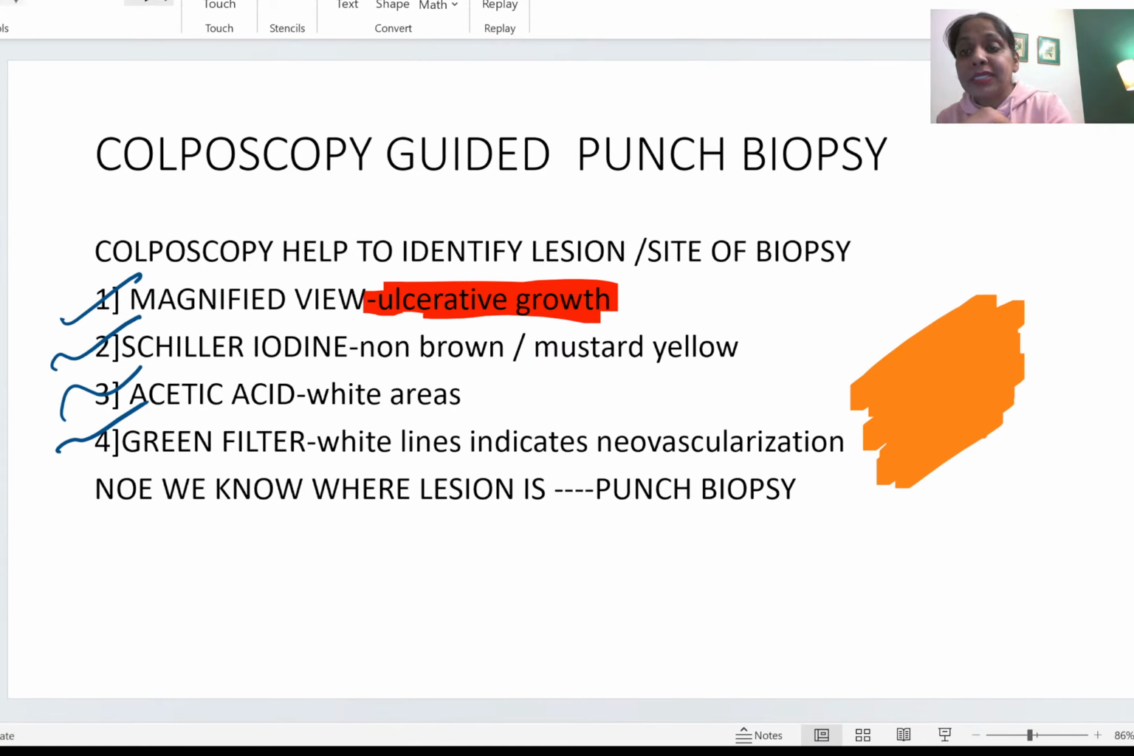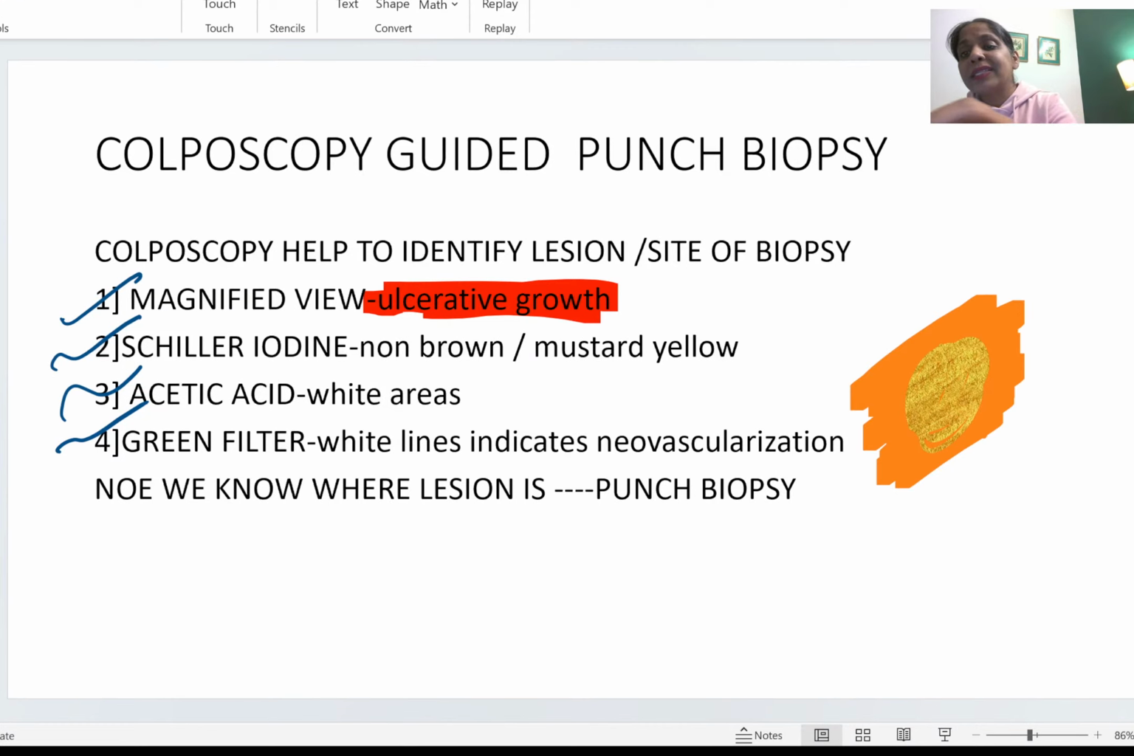They will be mustard yellow. They will be mustard yellow like this. Are you able to see? The cancerous areas on the cervix will be mustard yellow because the rapidly dividing cells utilize all their glucose. Okay, so the cancerous area on the cervix will be mustard yellow. They will not be brown on application of Schiller iodine.